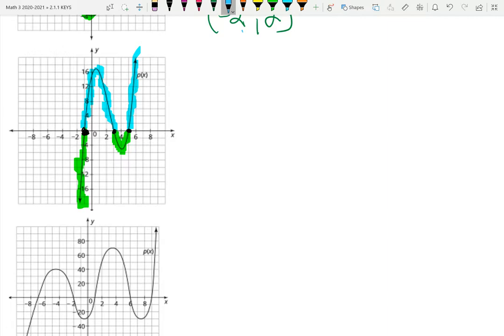So let's go ahead and talk about it. When p of x is greater than 0, it's starting at -1, and it's going all the way to 3. That's talking about this first region. Then it's going to start up being positive again after 5, all the way off of the graph.